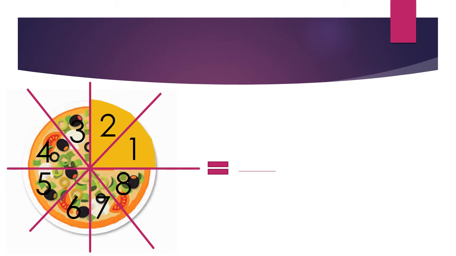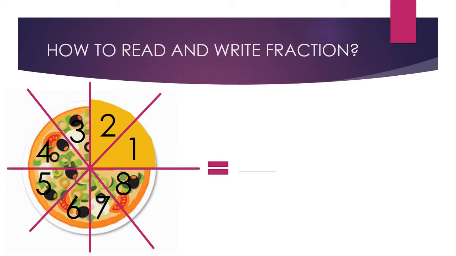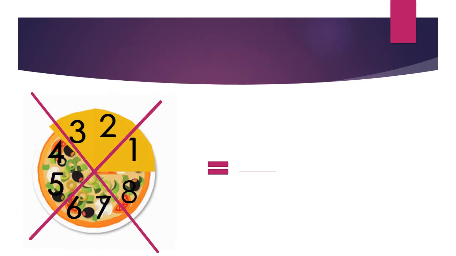If I have a pizza and I cut it into 8 pieces and I ate 2 pieces, here I ate how many pieces? Yes, 2. So the numerator here is 2, and the denominator here is 8. So I eat 2 of the total, which is 8. Here, how can I read it? 2 eighths.